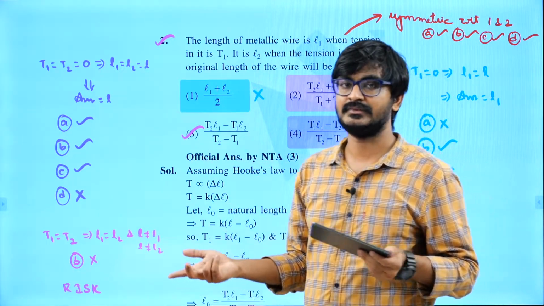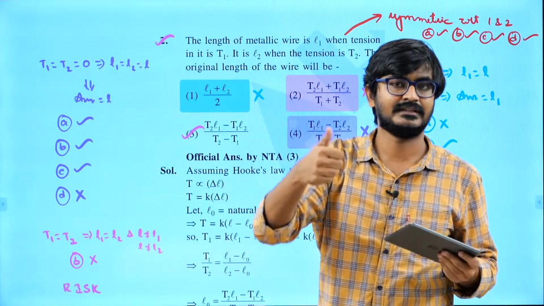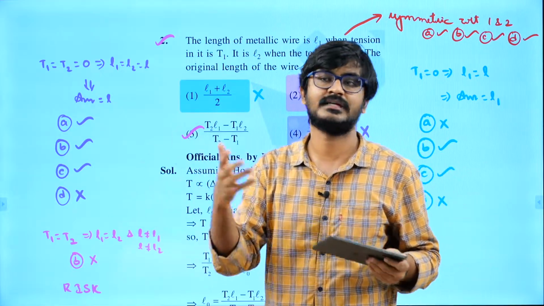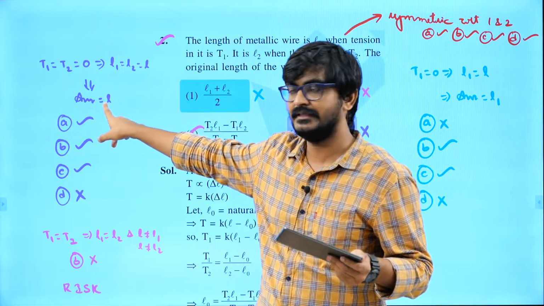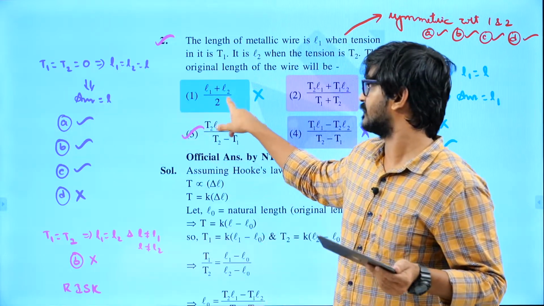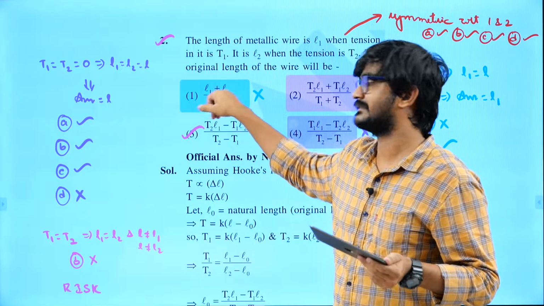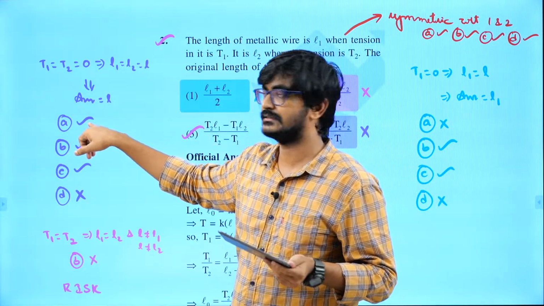So the answer has to be, okay, T1 equal to 0 I assumed, so natural length is L1, T2 also 0 I assumed, so natural length is L2. So L1 and L2 both are equal and equal to natural length, which I am assuming small l. Now answer must be l. Now first option will give you l plus l by 2, l plus l by 2, which is 2l by 2, l. So first option is giving correct answer.